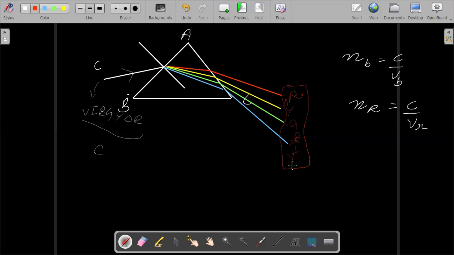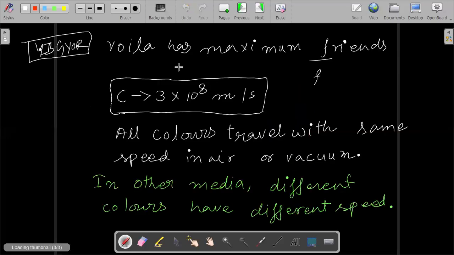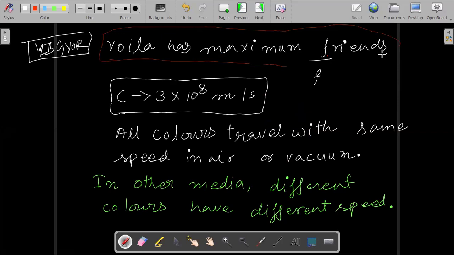See, violet is written at the bottom. So violet has the maximum refractive index. Remember our thing here: violet has maximum frequency. Violet has maximum bending. Violet has maximum refractive index. So this statement will help you everywhere. From this statement you are able to get that violet has maximum frequency, violet has maximum bending, violet has maximum refractive index. Got it, everyone?